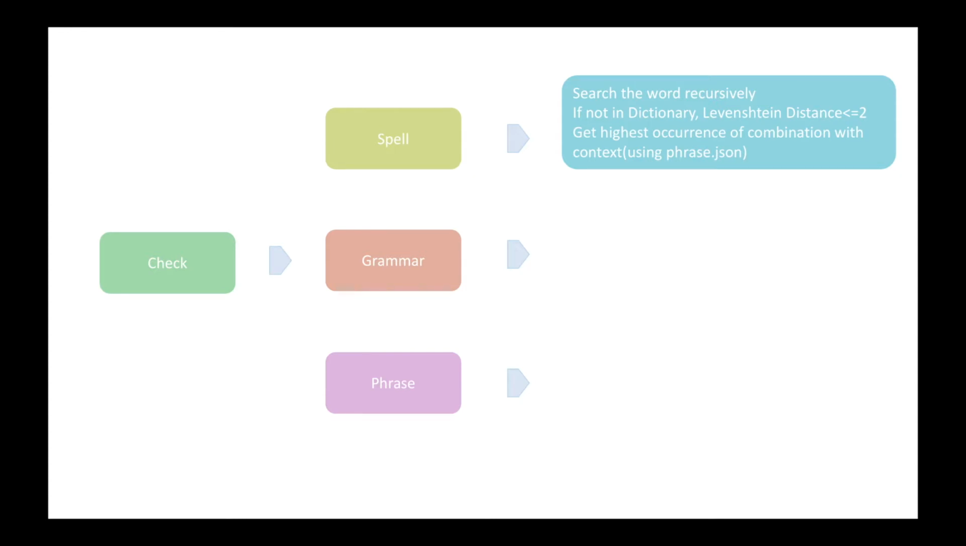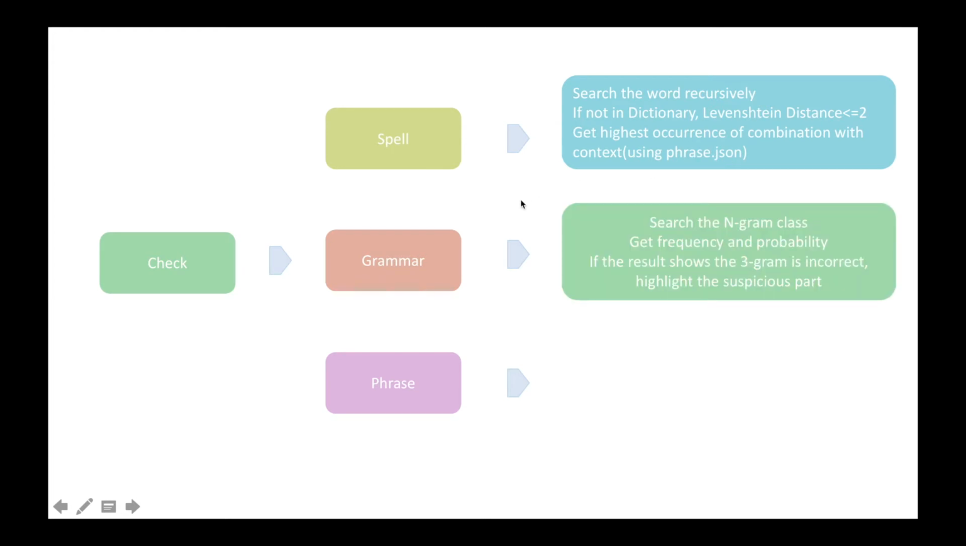Then, if the suggestion word is in our dictionary and the distance is not larger than 2, we will get the highest occurrence of combination with context. By doing that, we can get the most possible word which is connected to the context using the phrase JSON.